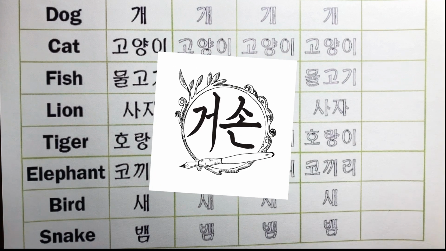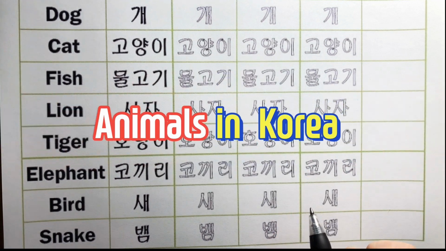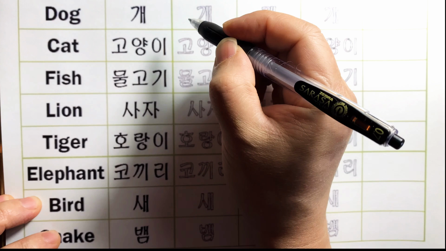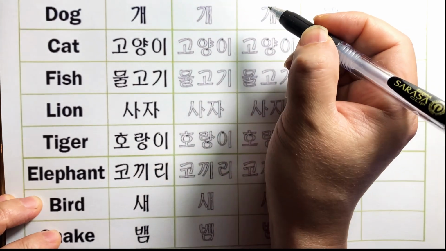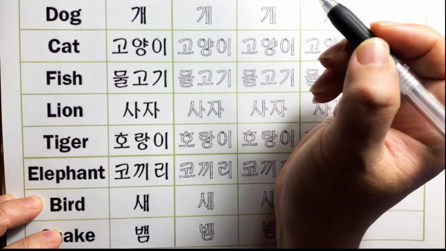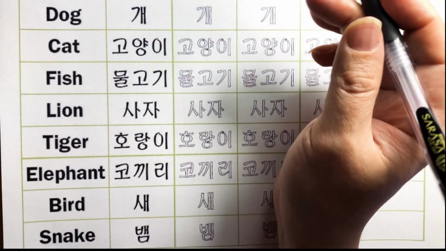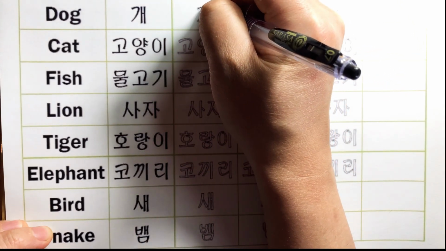My name is Gus. Today we are going to write animals in Korean. First one is dog. We say 개 or 강아지. 강아지 is a puppy, but we sometimes call just adult dog or bigger dog 강아지. 개. Let's write 개 together.